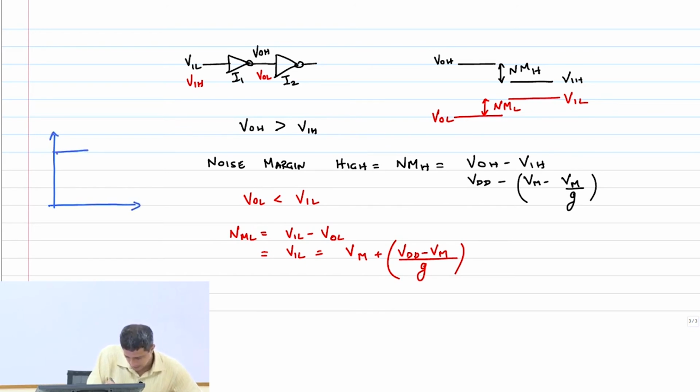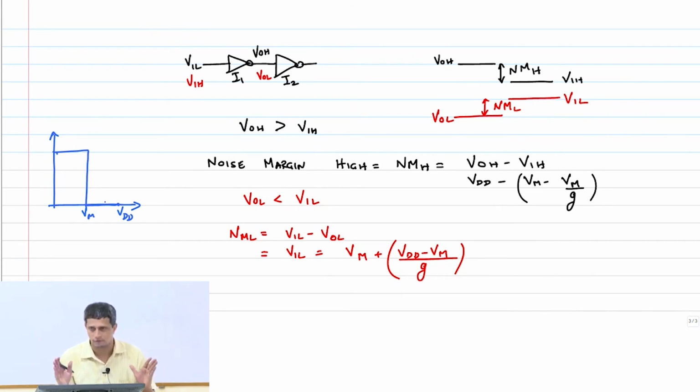right? It starts abruptly at VM, it will fall. This is VDD, VM. The noise margin on the high side is going to be VDD minus VM. On the low side, it's just going to be VM, as long as I have that much room. And that's exactly what we get when we substitute G equal to infinity. So the expressions we have got are in alignment with our intuition as well. Okay? Any questions here?